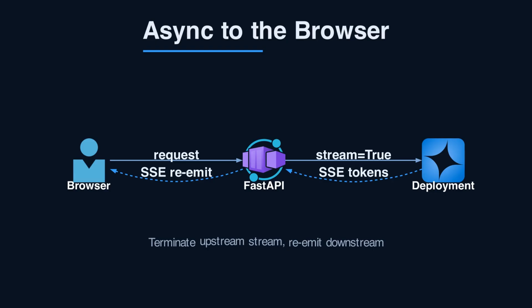The key architectural point: you're terminating one upstream SSE stream from Azure OpenAI and producing a fresh downstream SSE stream to the client. So backpressure and client disconnects propagate. Handle asyncio CancelledError to stop pulling tokens, and close the upstream stream when the browser tab goes away, otherwise you keep paying for generation nobody reads.